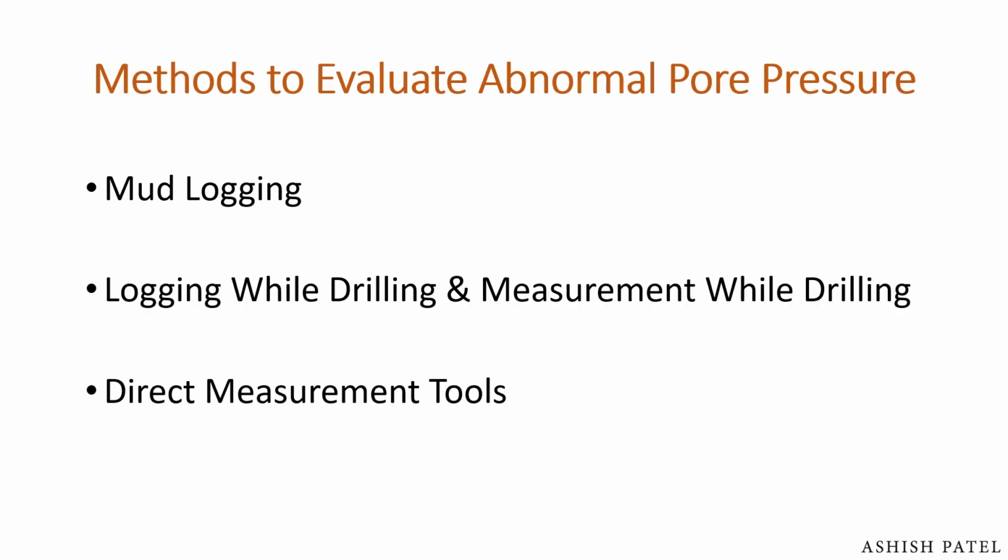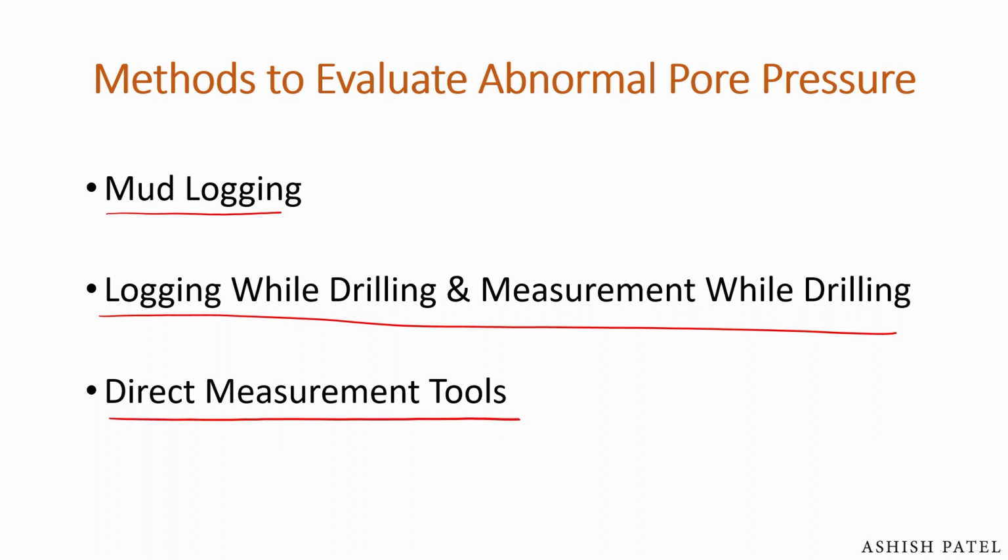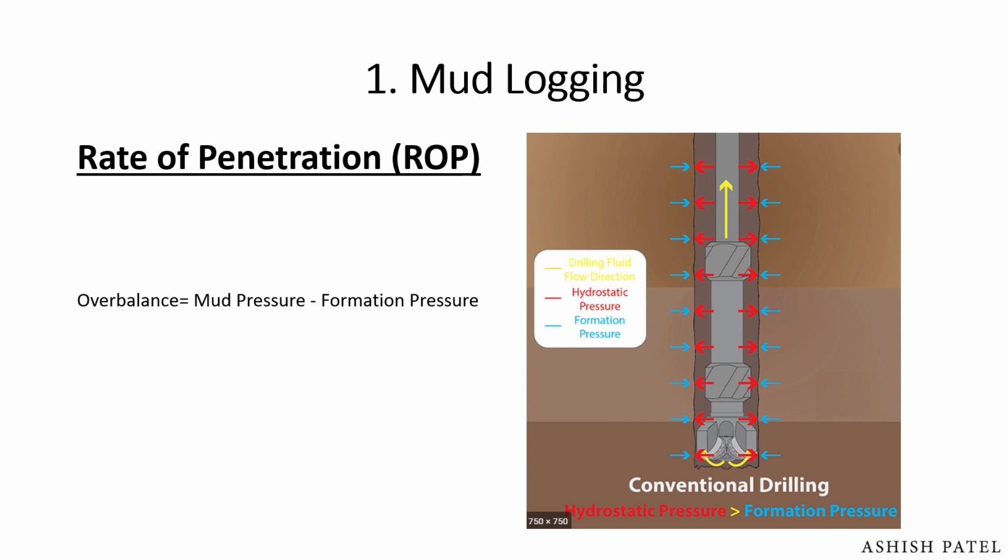Now let's see the methods which are used to evaluate such abnormal pore pressure. Common methods are mud logging, logging while drilling, measurement while drilling, and some direct measurement tools. In mud logging, the following parameters are analyzed. ROP: overbalance is the difference between mud pressure and pore pressure. As abnormal pressure is detected, this overbalance will reduce, which results in higher ROP, or rate of penetration.